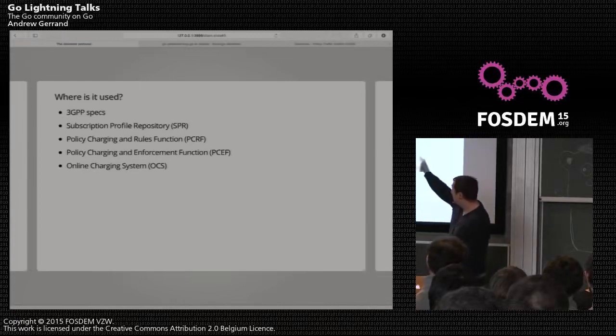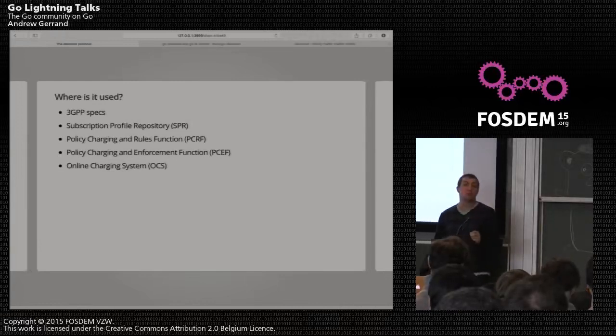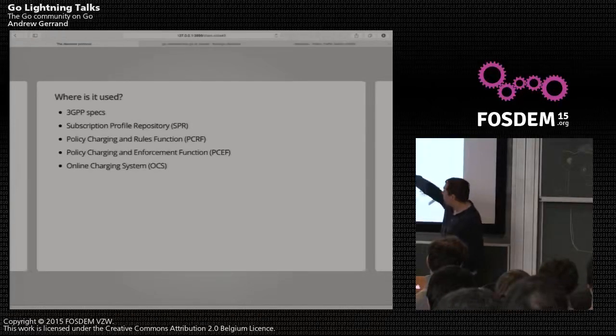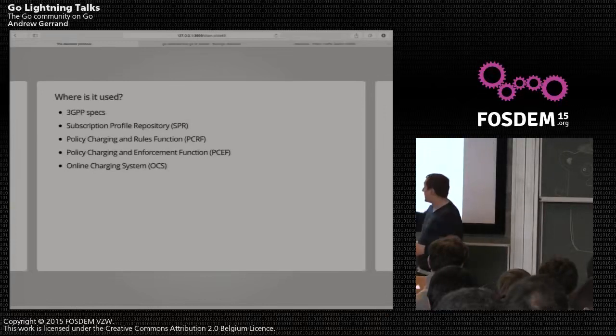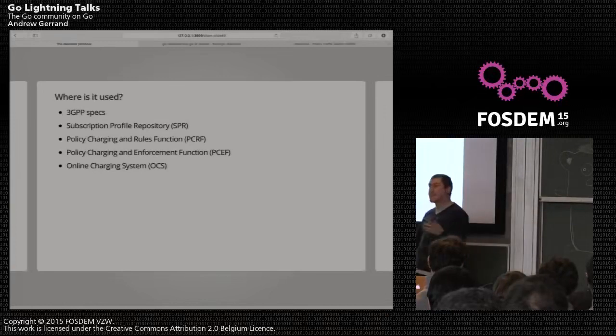So with this equipment, we have, for example, the subscription profile repository, the SPR, in the carrier, where your profile is. Basically, what is your plan? What is the speed that you get on your phone? And what is your quota? That all lives in there. All this equipment talks to each other via Diameter, mostly in real time. The second one, the PCRF, is the one that gets that information.